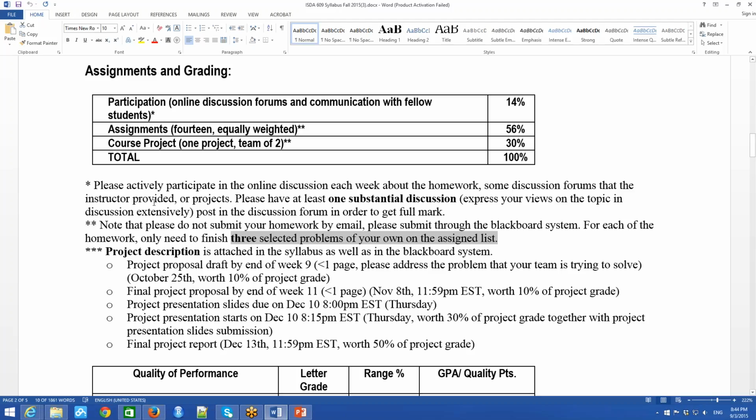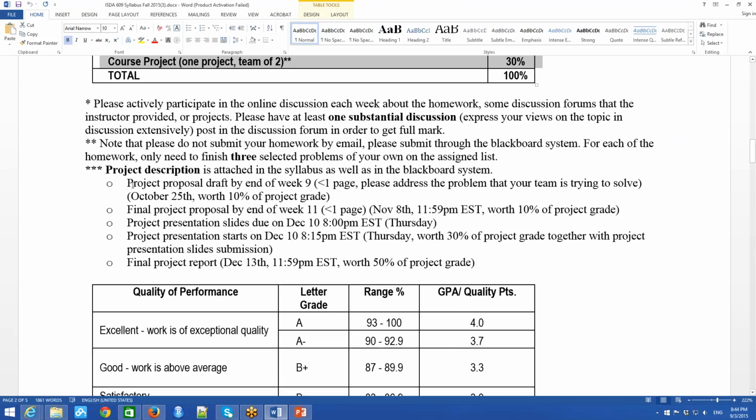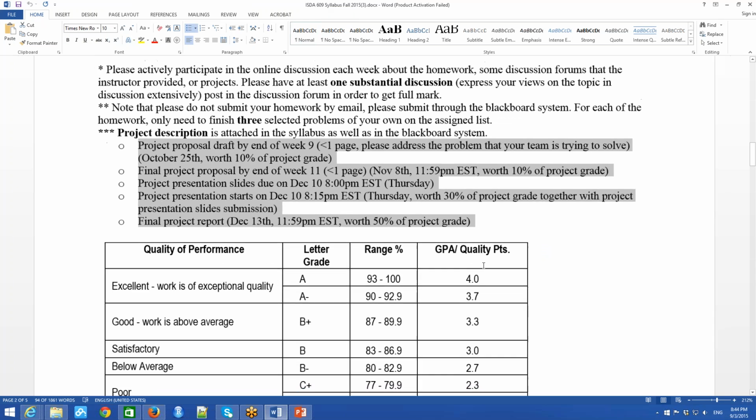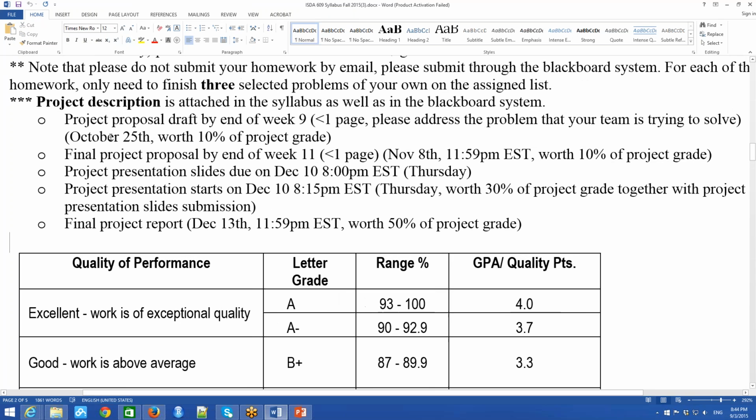And then there's one course project. This project can be a team of 2. It is worth 30 points, and there are detailed requirements on how you can get those 30 points. The basic idea is we want a draft proposal by August 25th, and then one final project proposal by week 11, which is November 8th. And then we have project presentation slides and the actual project presentation.